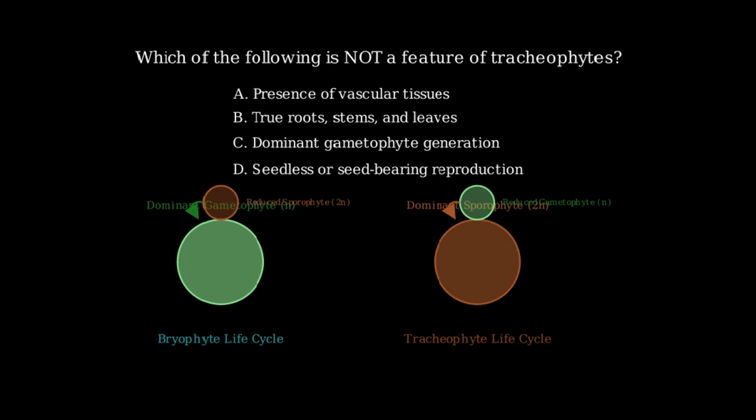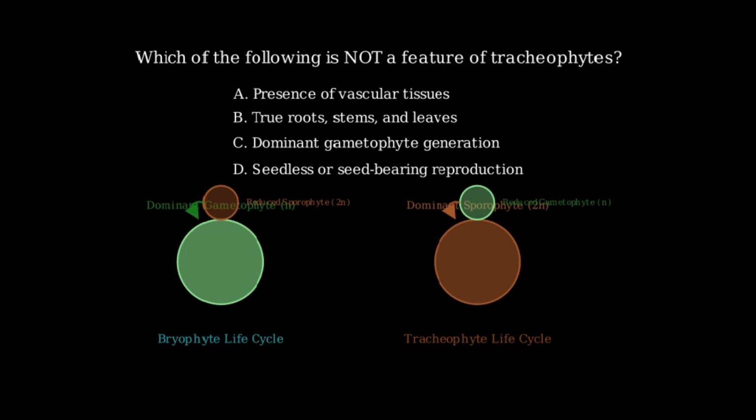Option C suggests Tracheophytes have a dominant Gametophyte generation. This is incorrect. In Tracheophytes, the Sporophyte diploid generation is dominant and most visible, while the Gametophyte is reduced. In contrast, Bryophytes have a dominant Gametophyte stage. Option D refers to seedless or seed-bearing reproduction. This is correct. Tracheophytes include both seedless plants, like ferns, and seed-bearing plants like gymnosperms and angiosperms.